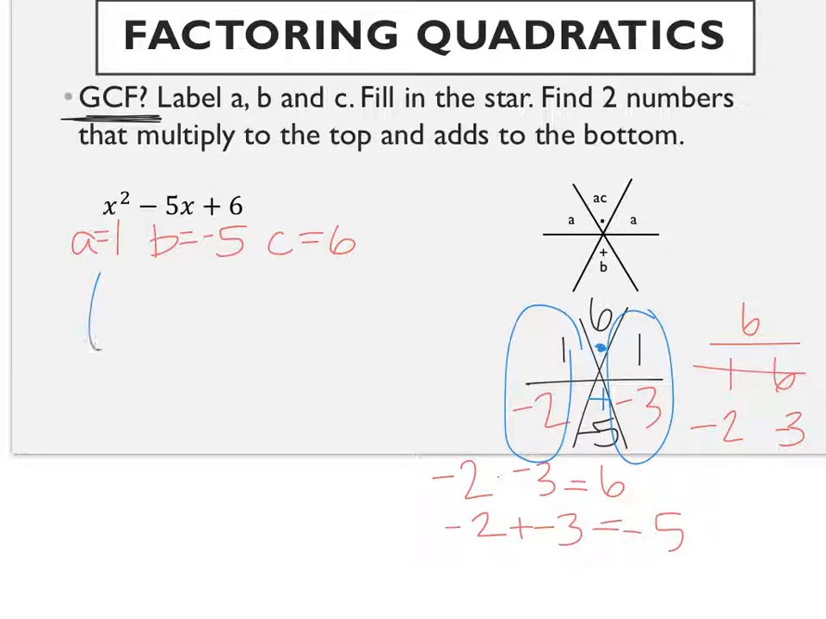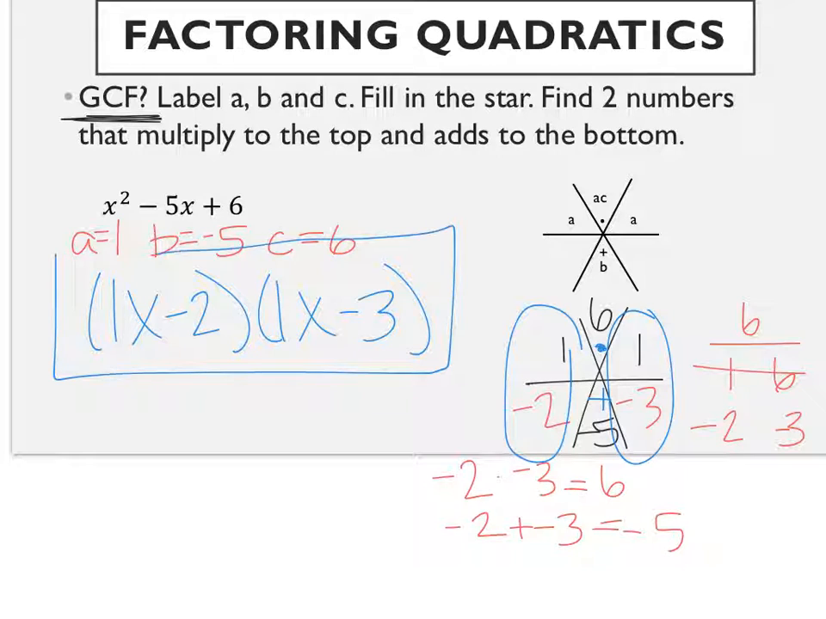So when I go to write my factors, the top number goes in front of x, and the bottom number is what you add or subtract to x. So I have 1x minus 2 and 1x minus 3, and that's your final answer. So now I give you the two expressions that you multiply to get x squared minus 5x plus 6.